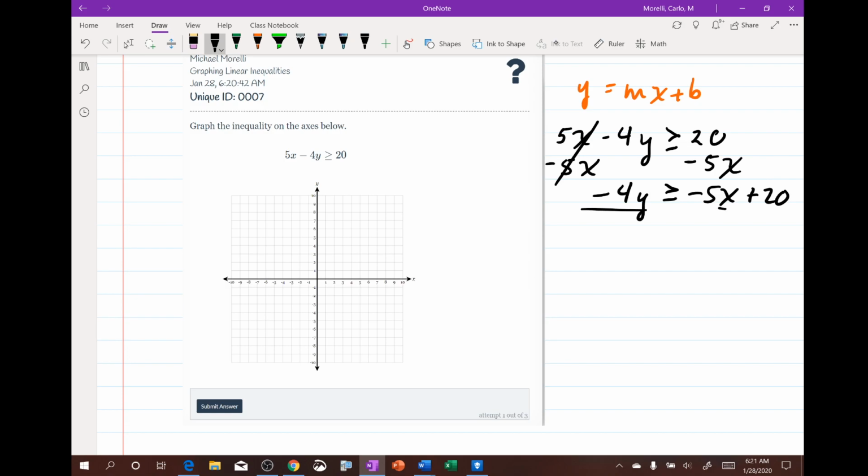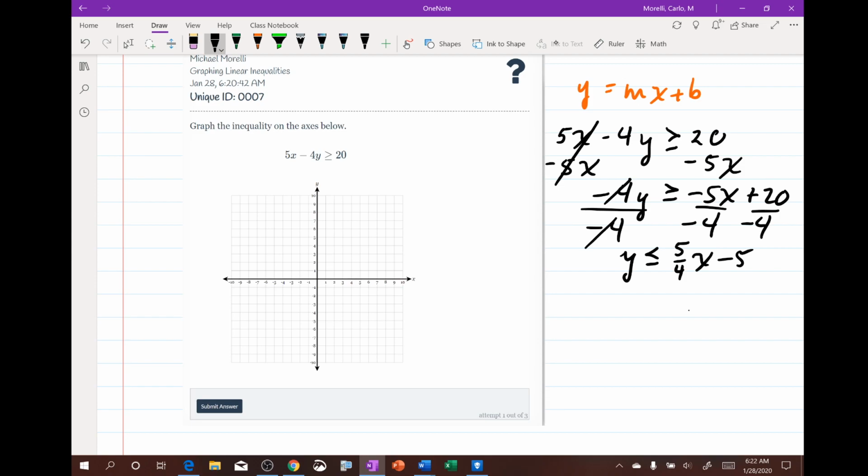And now we're going to divide each term by negative 4. Okay, now we divided by a negative, so we have to flip that inequality symbol. So now y is less than or equal to negative 5 over negative 4 goes to just 5/4 x. And then 20 divided by -4 is -5. So this is what we have to graph.